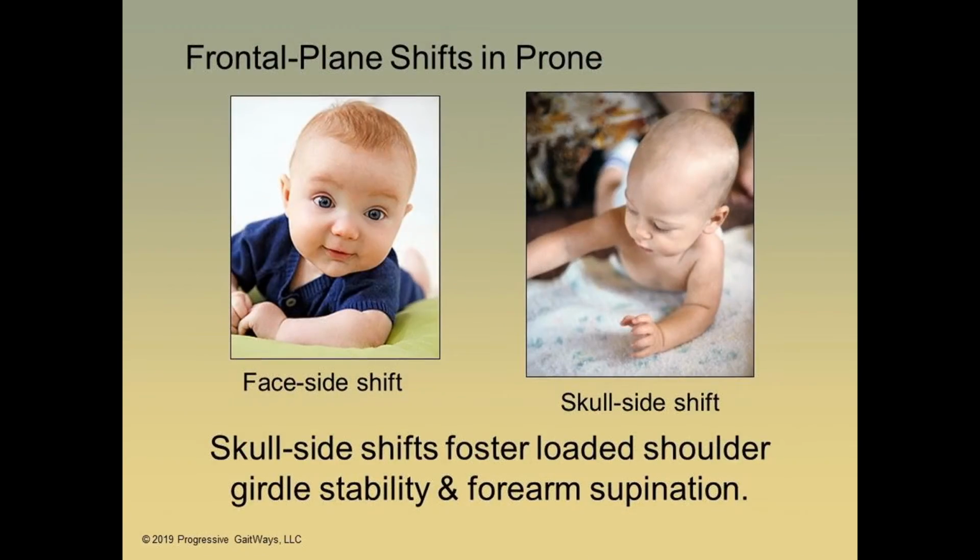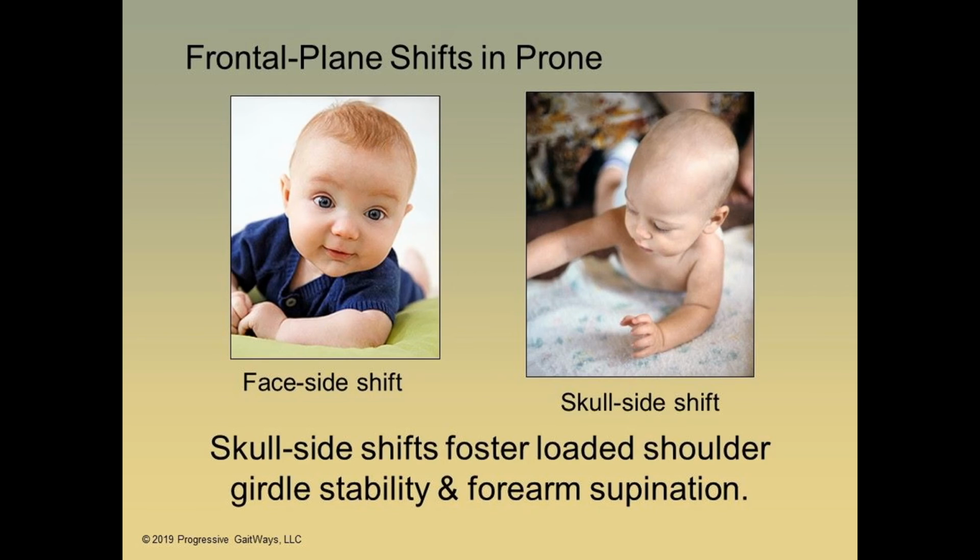The frontal plane shift in prone not only liberates the face side arm to reach, it also puts some new demands on the loading upper extremity and shoulder, because we're going to do more controlled weight loading and weight shifting over the skull side shoulder. And with that will come a weight load through the ulnar aspect of the forearm, which will stimulate supination of the forearm and extension at the wrist.